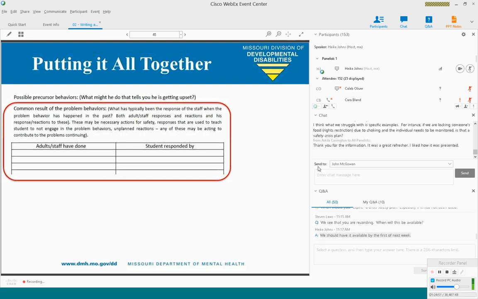So the last part that we need to think about is what we've done in the past. And again, we've already talked about this as we went through, but here you're just listing it out.